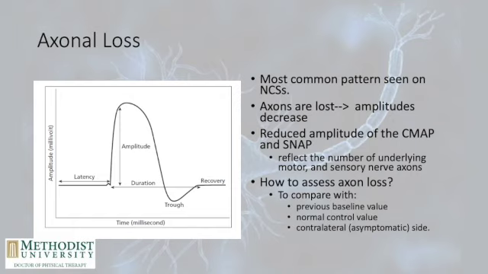So when we look at an axonal loss, this is going to be the most common pathology seen on nerve conduction study. The axons are lost, so the amplitude decreases. Remember, decreasing amplitude means axonal loss. We're going to have a reduced amplitude in our CMAPs and our SNAPs. So what we're going to do is compare that with a normal value, also compare with previous baseline values if we have those available, or push comes to shove, we're going to use the contralateral asymptomatic side as a comparison.